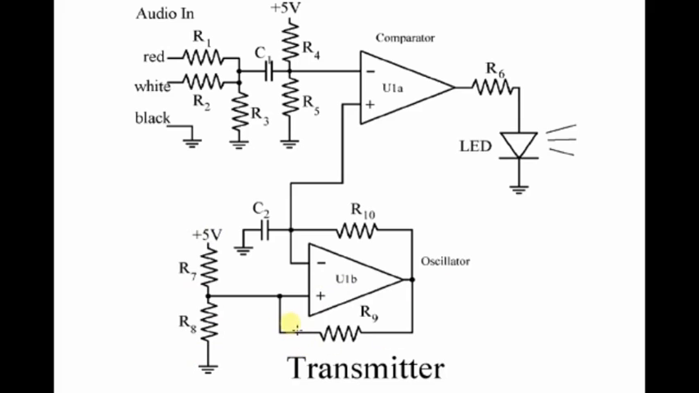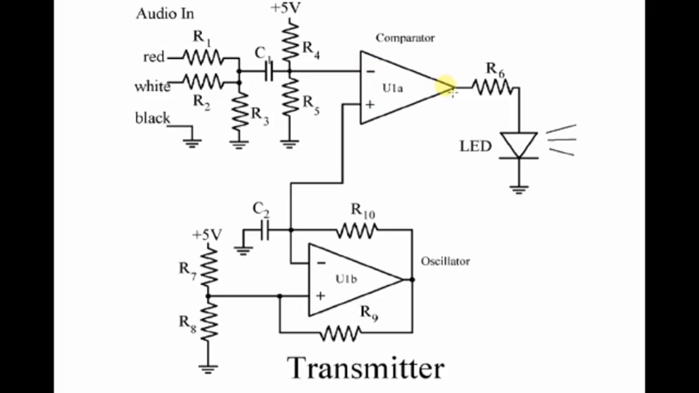This op amp with positive and negative feedback provides an oscillating signal of the power supply voltage, not shown, of plus and minus 5 volts, oscillating back and forth. And then through this capacitor, through this low-pass filter, it helps smooth out the signal. Into this comparator, we fed this oscillator and the audio signal.